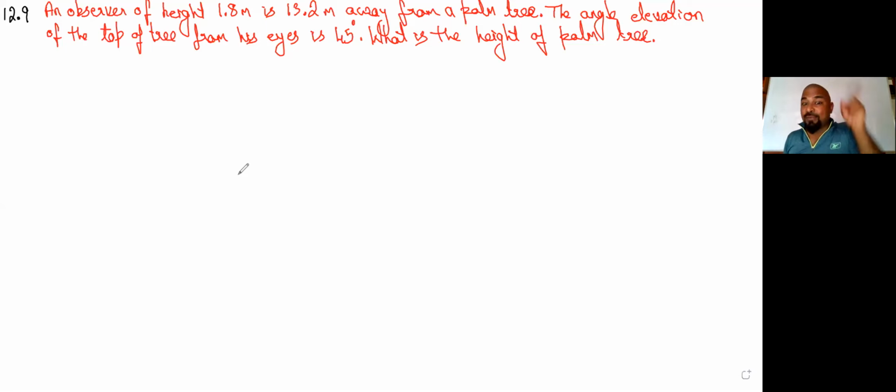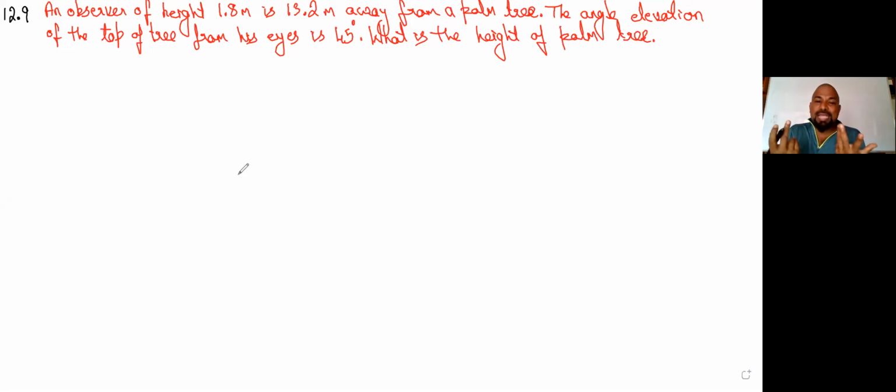An observer of height 1.8 meters, as I said earlier. So he is a European or something like that. Why? Because generally Asians' height will be something like 1.5 to 1.6 meters, but here he is 1.8 meters, meaning something like 6.5 or 6.6 feet. So he is standing away from a palm tree, 13.2 meters away from the palm tree.